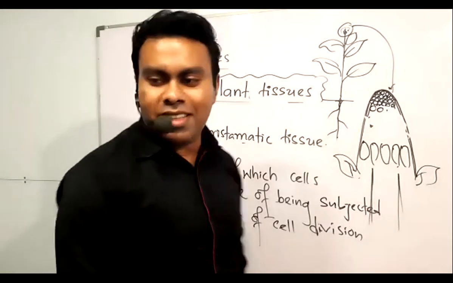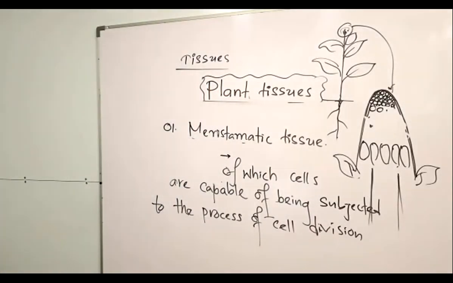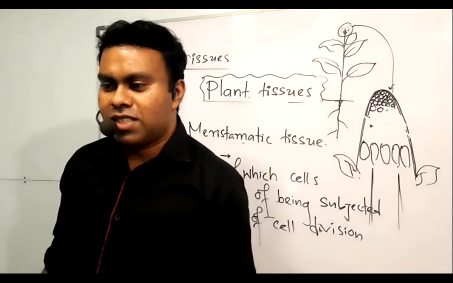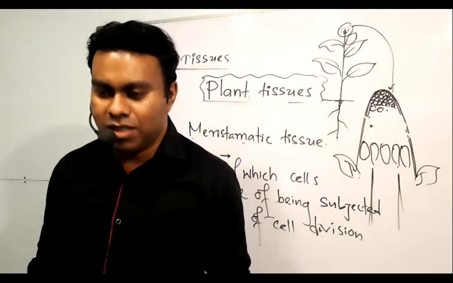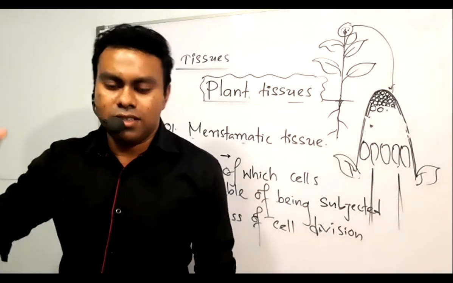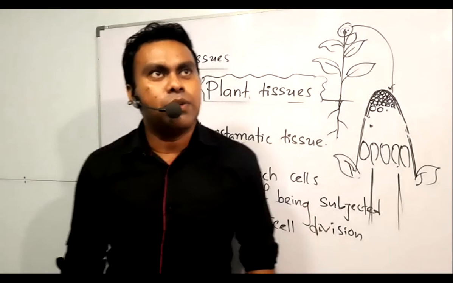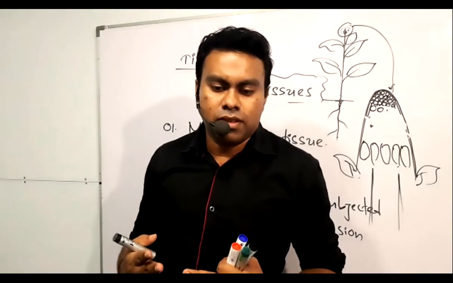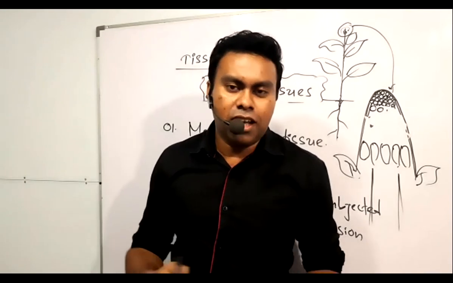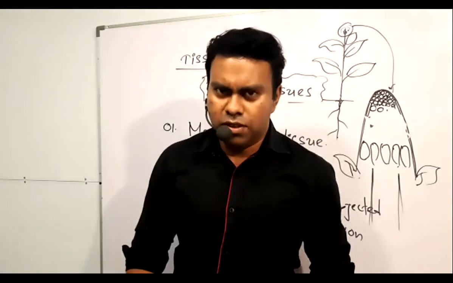Sadisha, good. Meristematic tissues are the tissues of which cells are capable of being subjected to the process of cell division. So nice sentence patterns. Okay. Make a book definition එකක් නෙමෙයි. So what automatically created when I was teaching in the class, I thought that's good definition to grab.